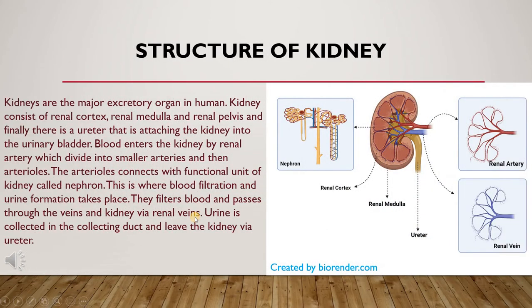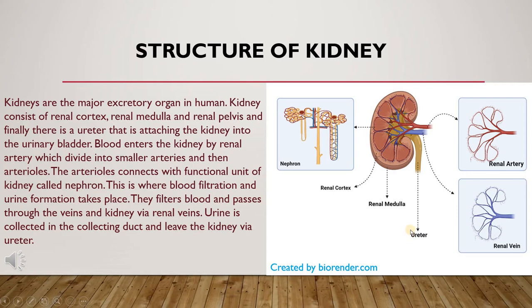In this slide, we talk about the structure of the kidney. Kidneys are the major excretory organ in humans. Its primary function is urine formation. The kidney can normally be divided into three different structures: renal cortex, renal medulla and renal pelvis, and finally there is a ureter, that attaches the kidney to the urinary bladder. The ureter carries urine, and urine is stored in the urinary bladder and then released.